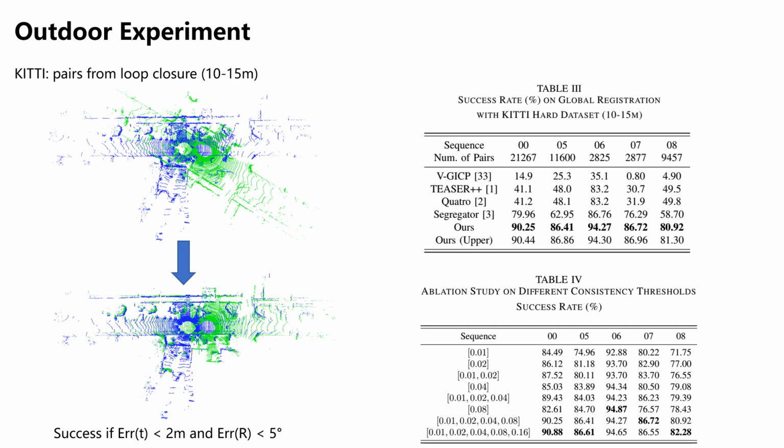In addition, we conducted an ablation experiment on the compatibility test threshold. The table in the lower right corner illustrates that adding an additional threshold or having multiple pose candidates improves the overall robustness of the registration process.